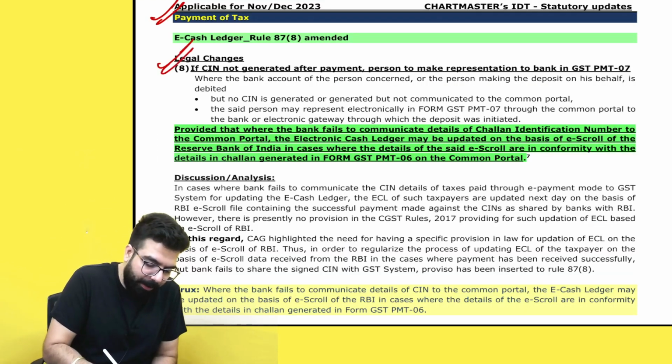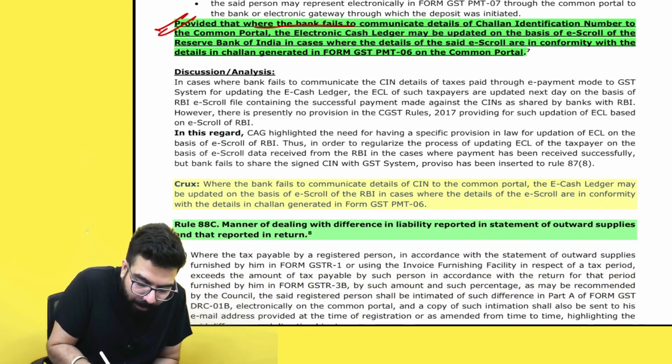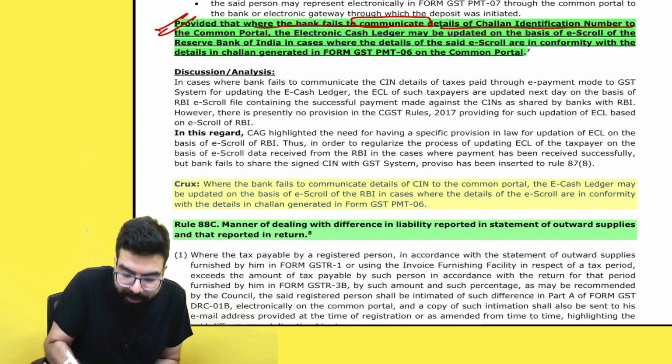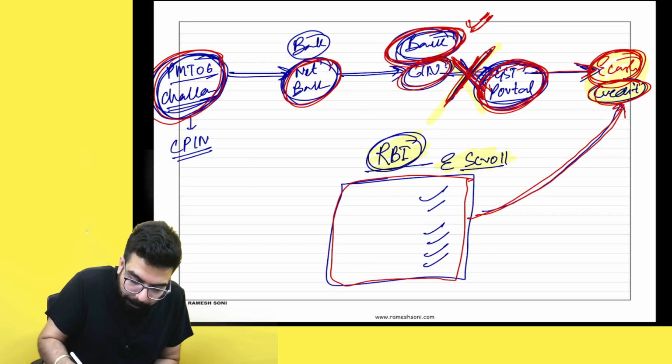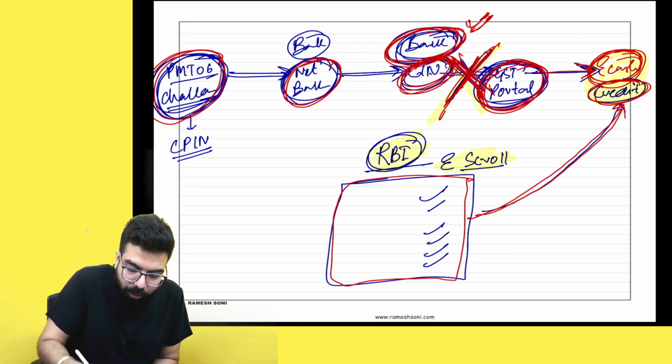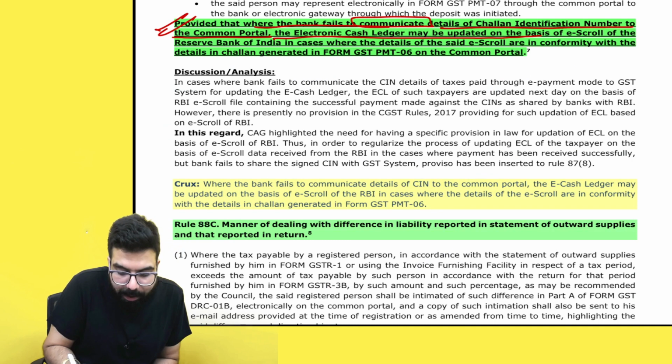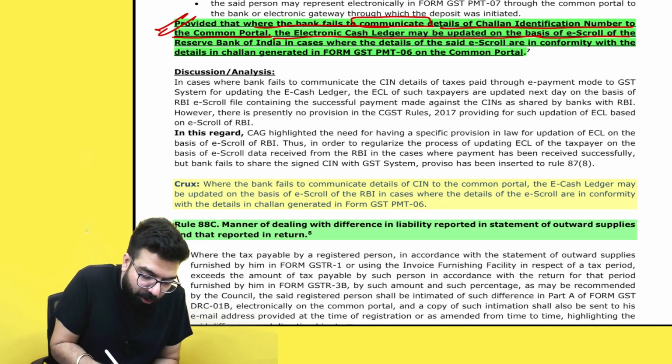Total bakwas amendment has come over here. Where the bank fails to communicate the details of the CIN to the common portal, then the e-cash ledger may be updated on the basis of the e-scroll of the RBI.